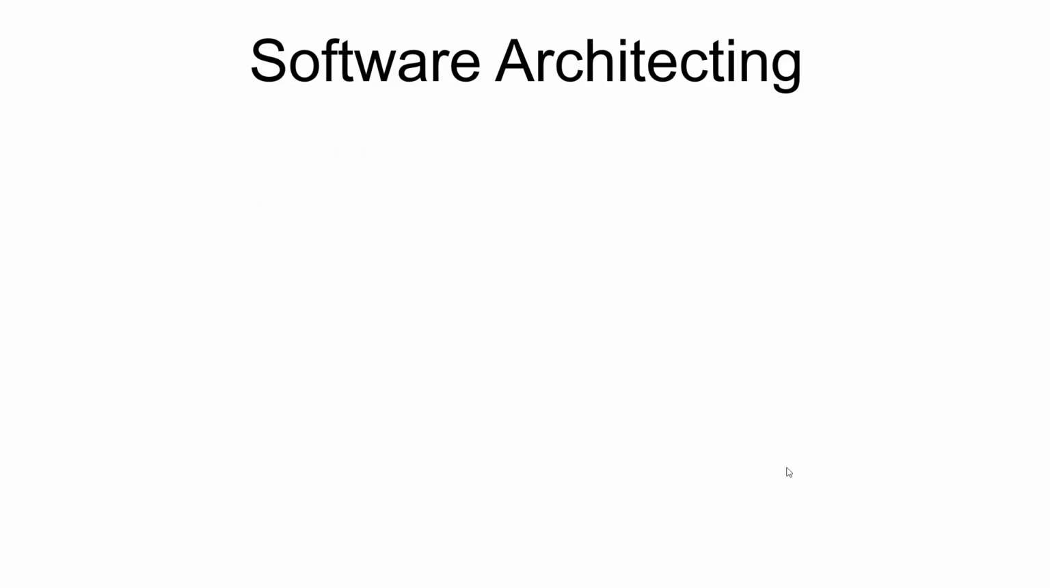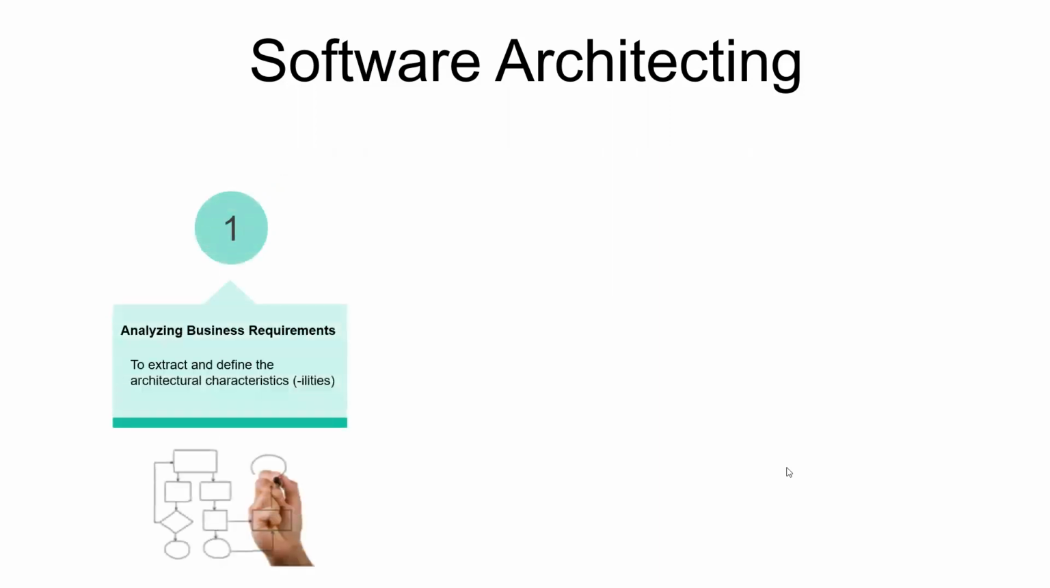It's about software architecting. Actually, the main activities a software architect can do would be roughly summarized in three elements. The first one is about analyzing business requirements to extract and define the architectural characteristics of the software we are intending to build. What I mean by architectural characteristics is the non-functional requirements, or what we are also calling the quality attributes, such as the maintainability, the evolvability, or the testability of the software. Sometimes we are also calling them the entities of the system.